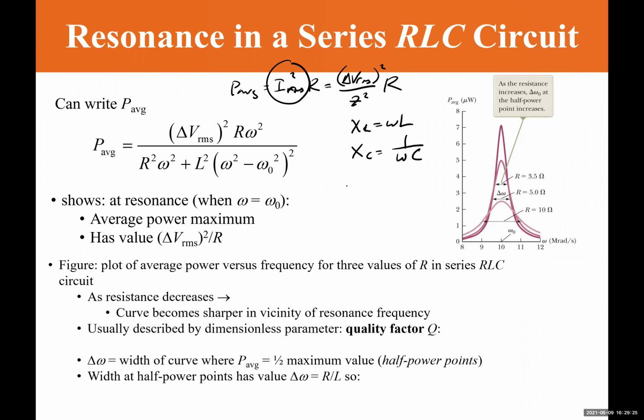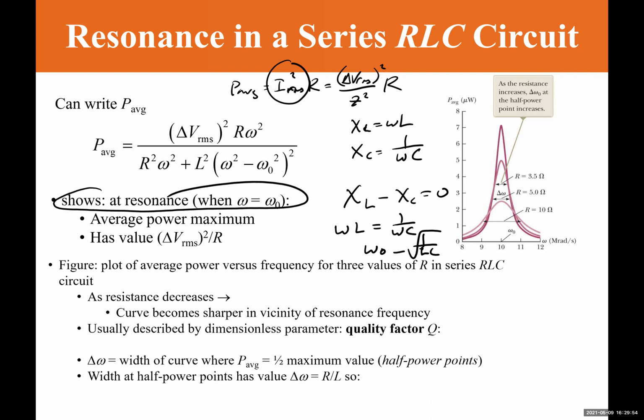So at the resonance frequency, when x sub L minus x sub C equals 0, that means omega L equals 1 over omega times C. In this case, if you cross multiply, I get omega squared equals 1 over LC, or omega equals the square root of 1 over LC. This is then known as the resonance frequency. That means it shows the resonance frequency when omega is omega naught. So then you can just replace this with those equations.